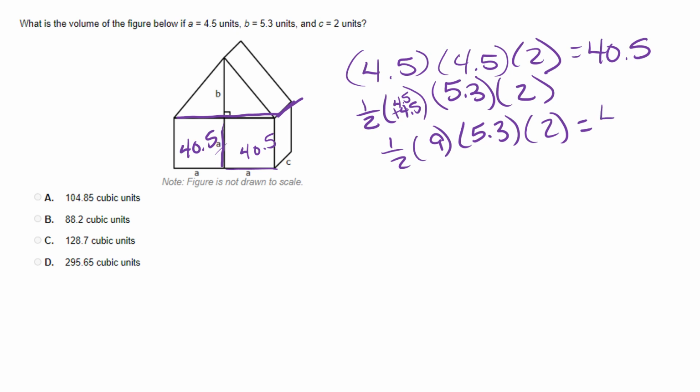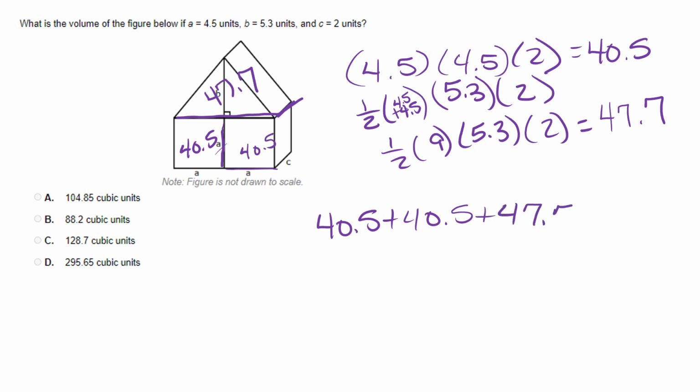And I get 47.7. Now, I have all of my measurements. All I have to do is add them up. So I'm going to say 40.5 plus 40.5 plus 47.7. And when I add those up, I get 128.7, and that is cubic units.